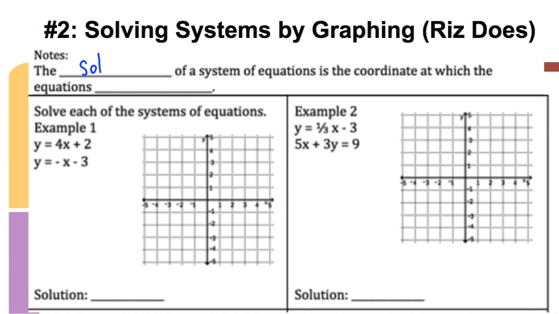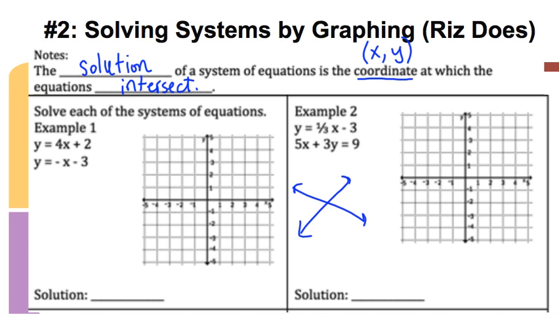The solution of a system of equations is the coordinate, like a point, x comma y, at which the equations intersect. Basically, if I draw two lines, something like this, the point where they cross is called the solution. Go ahead and do example 1 with me. I'm going to leave this up here and then erase it off later.